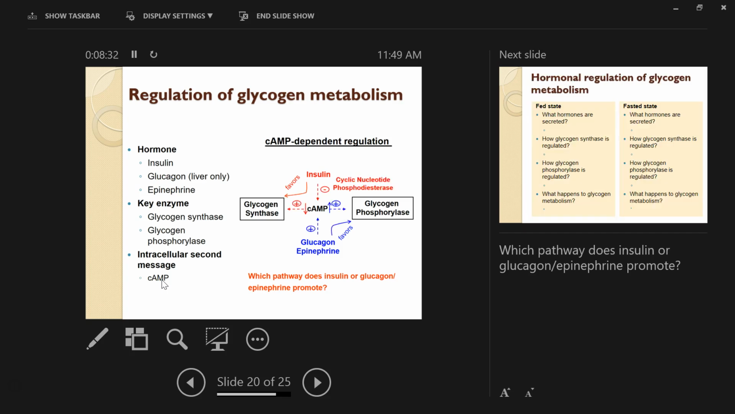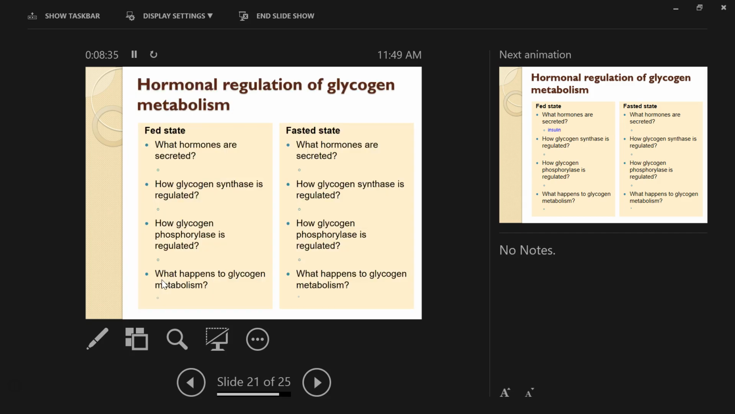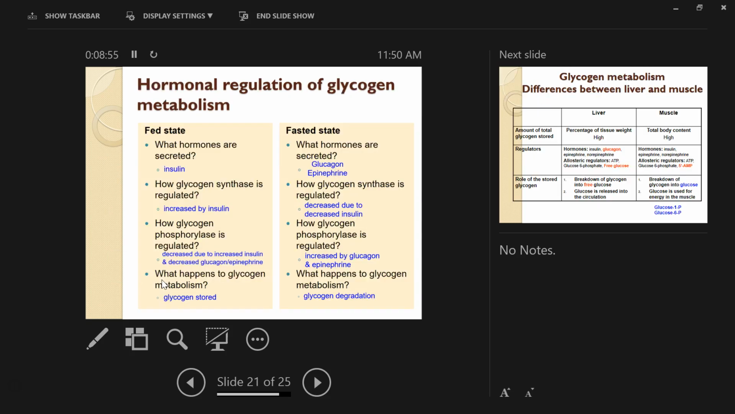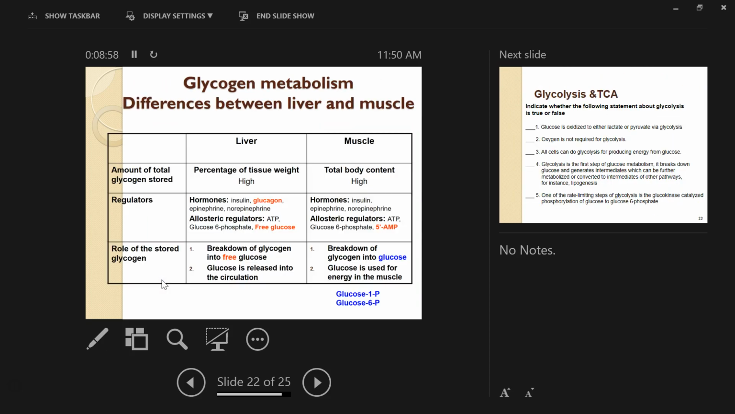And I guess this is the last slide. You could just make a comparison, fed versus fasting condition: which hormones regulate which pathway, which enzymes are upregulated or downregulated, right? So that should be easier. And then also the last slide, we make a comparison of the liver and muscle, their glycogen store, and the regulators, right?